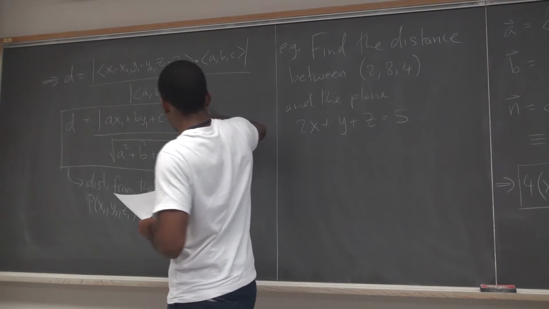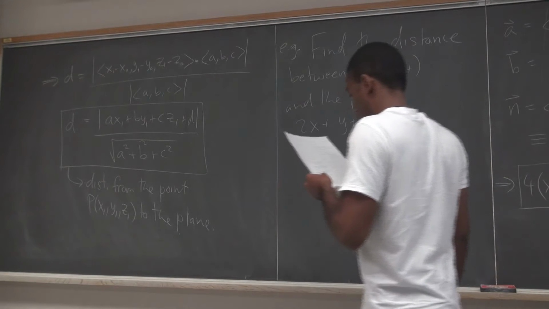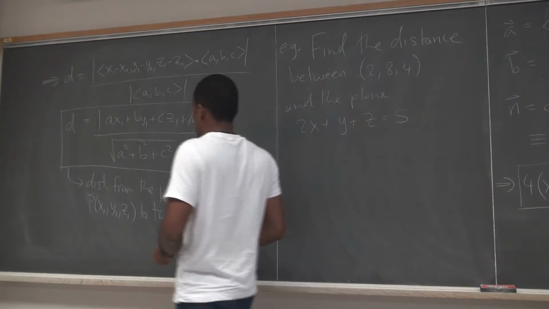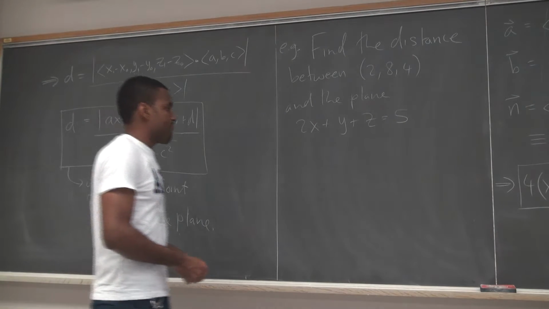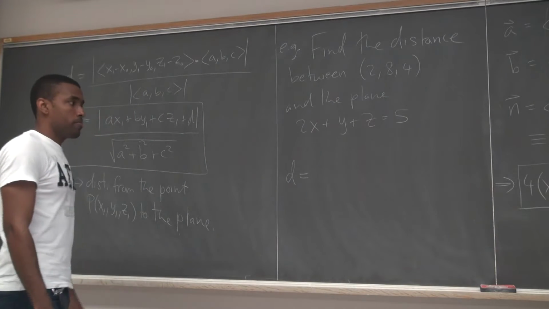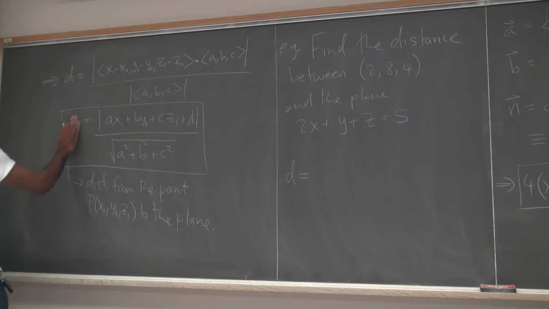Oh, sorry, I'm missing the b here. Plus 3. So what's d? The distance. Probably shouldn't put it, or this is capital D, to not mix up with that d over here. Where did that smaller d come from?